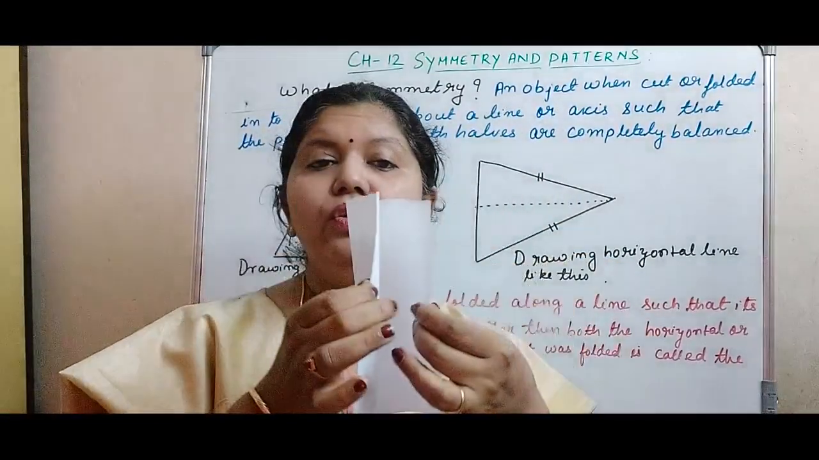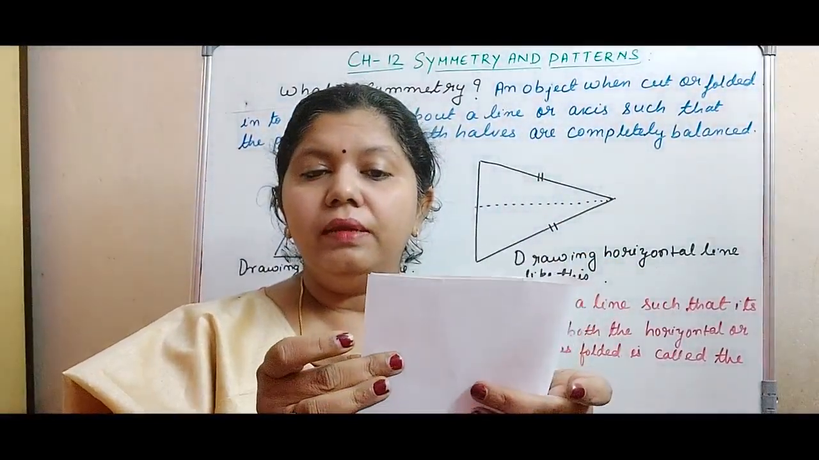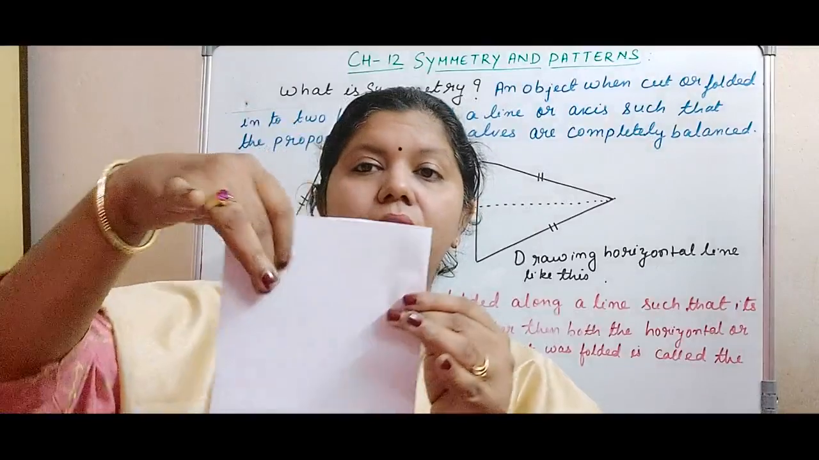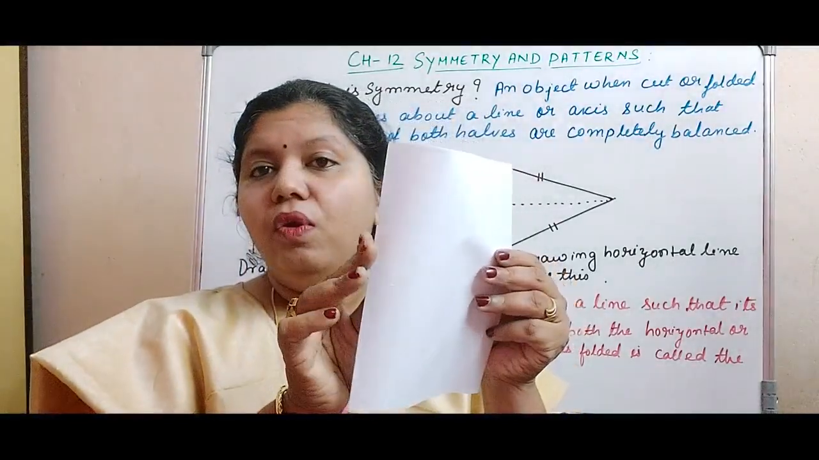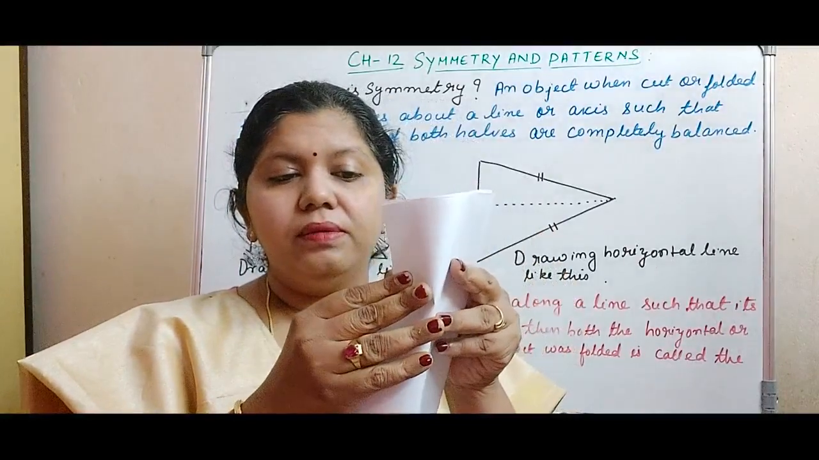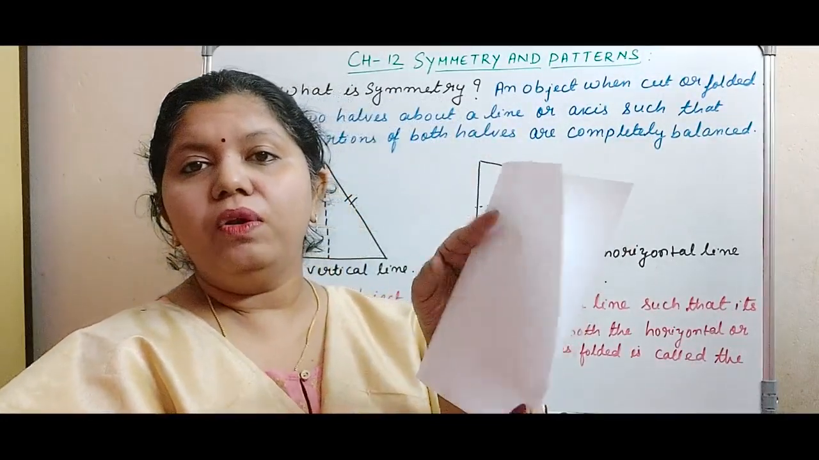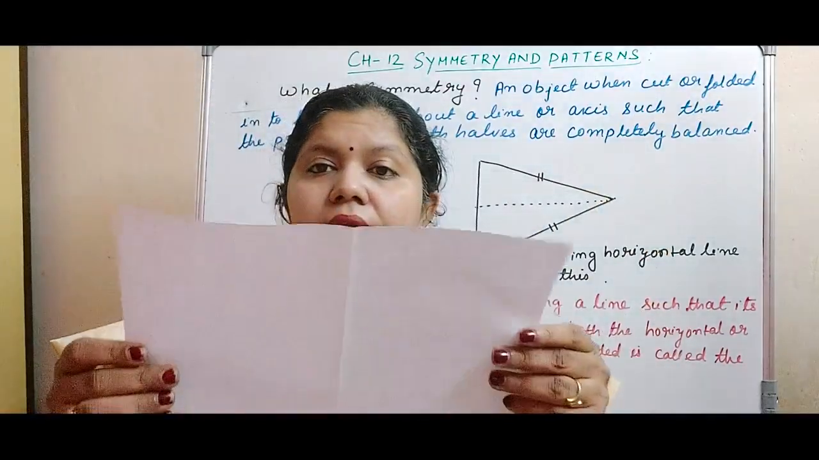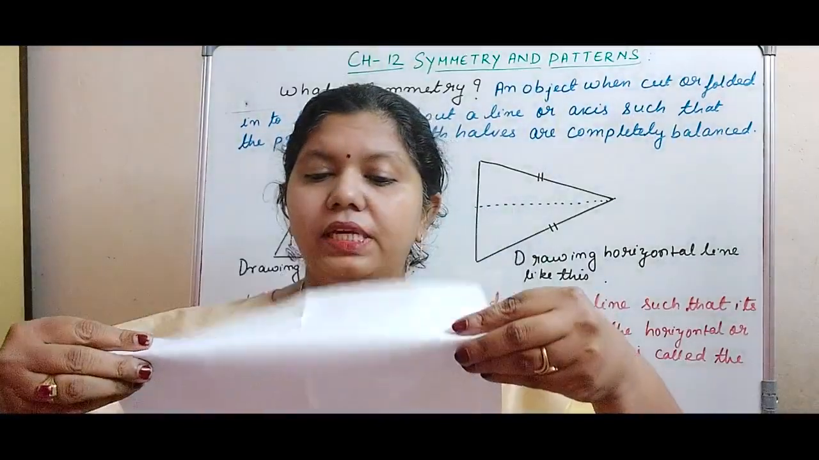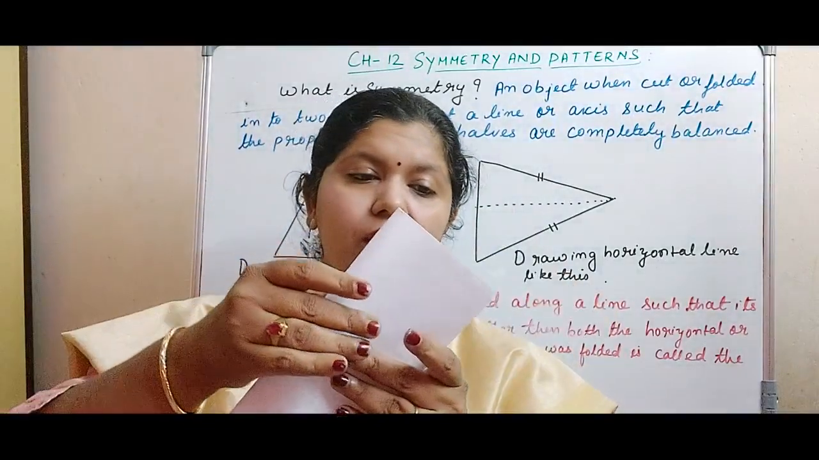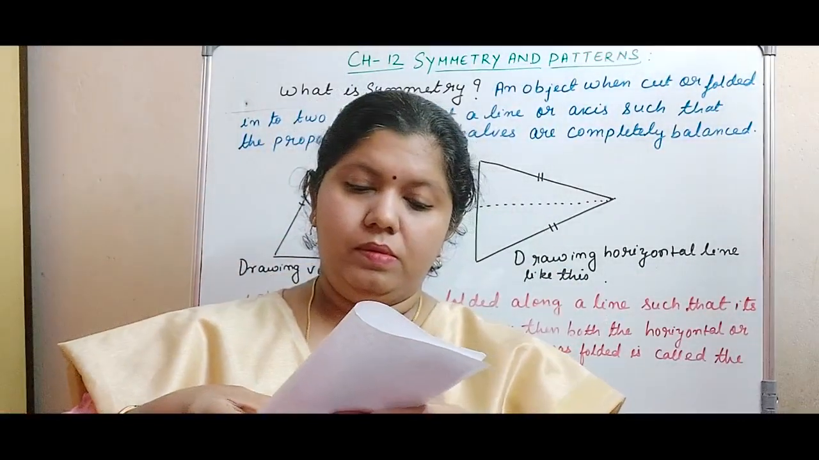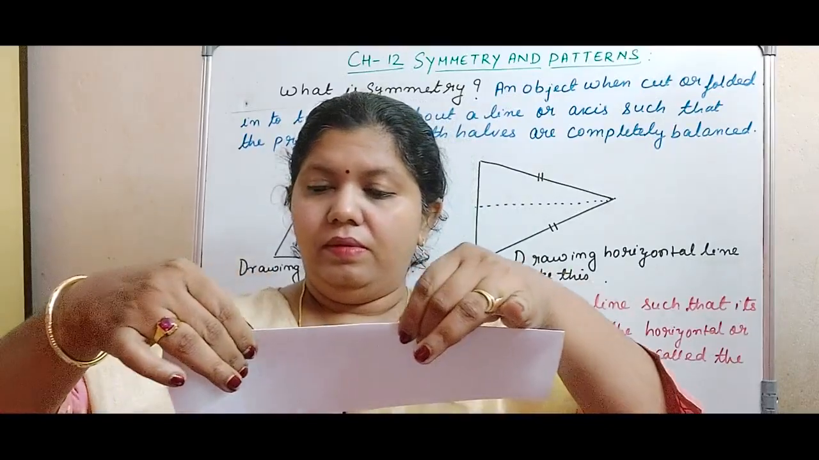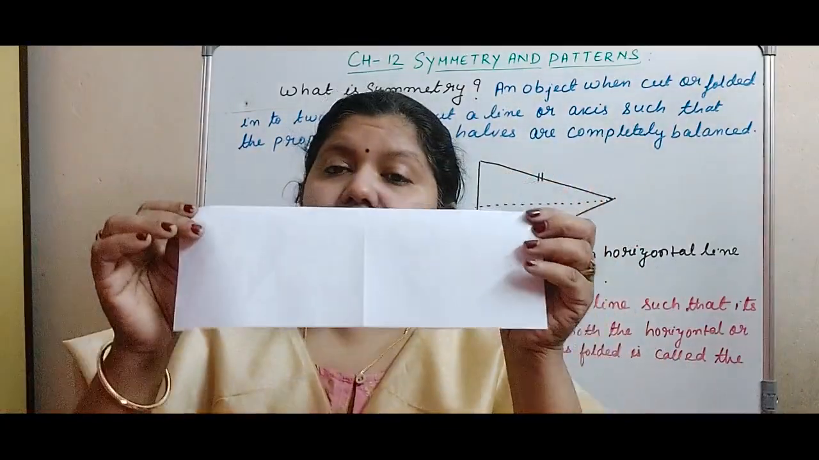Now this rectangle, you fold it vertically like this, along a line. Yes, one side is completely overlapping on the other side, as you can see. Yes or no? One side completely overlapping on the other side. Now I will just open it. I will fold it horizontally now. Yes, now also we got the same thing.